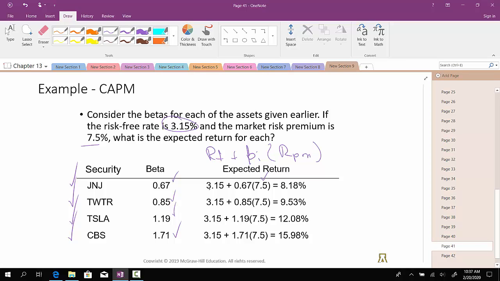Now you notice the higher the beta, the higher the what? The expected return, which is why we call the CAPM a linear model, a linear equation, because as we increase beta, it's going to mechanically increase the expected return on a linear basis. It's going up and up and up and so forth. So that is the CAPM, and that's how we compute the expected return for an individual risky stock.